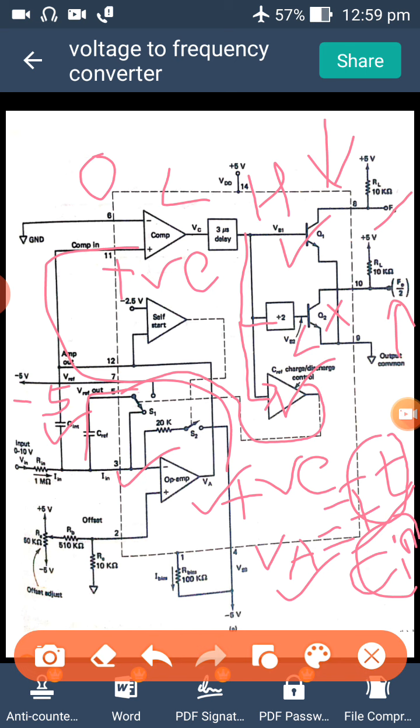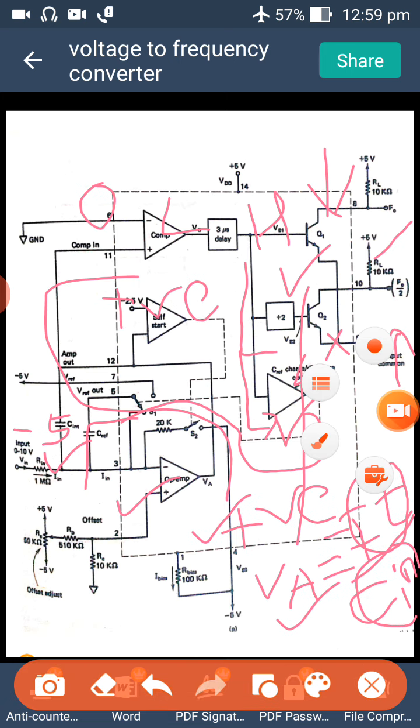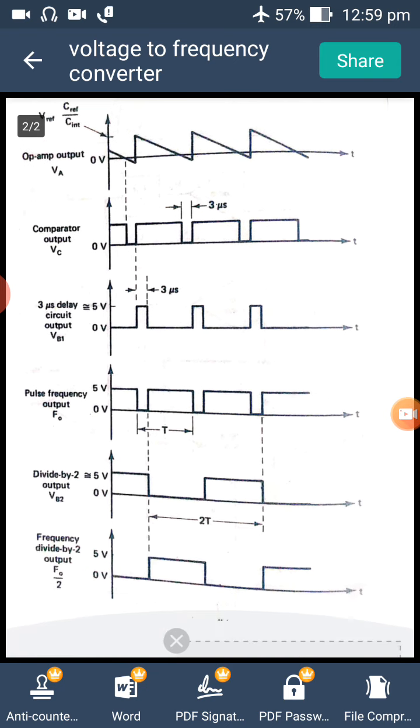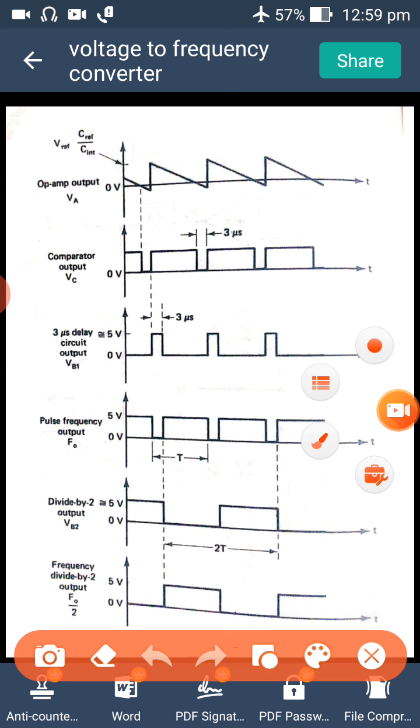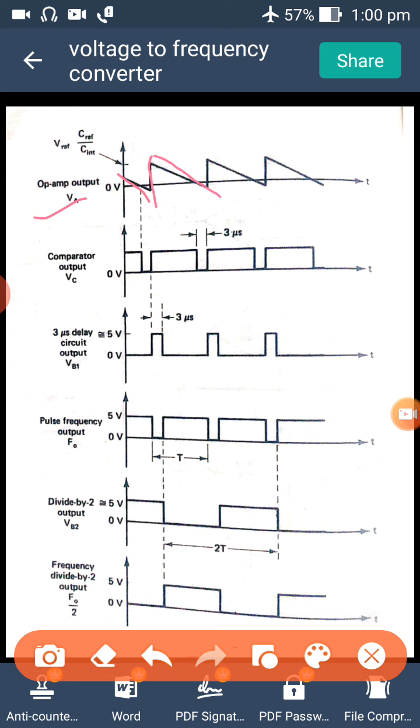Then I hope you have understood the concept of the voltage to frequency converter. Again I want to show you one thing. The output waveform of this will be like this, right? I have told you that VA will be linearly decreasing here. Then whenever we give the negative reference voltage to the op amp terminal, it will go positive. Again it will start to decrease linearly. This is the output of the integrating operational amplifier.